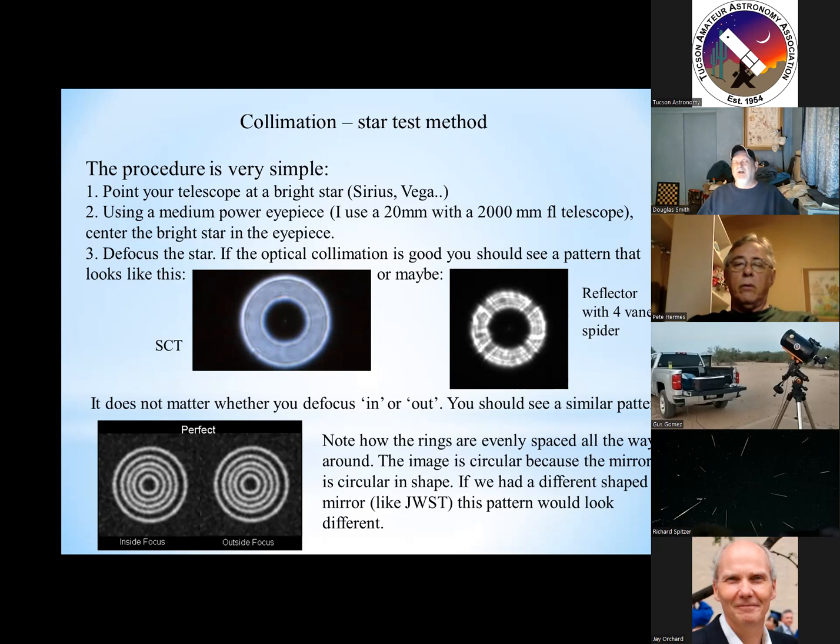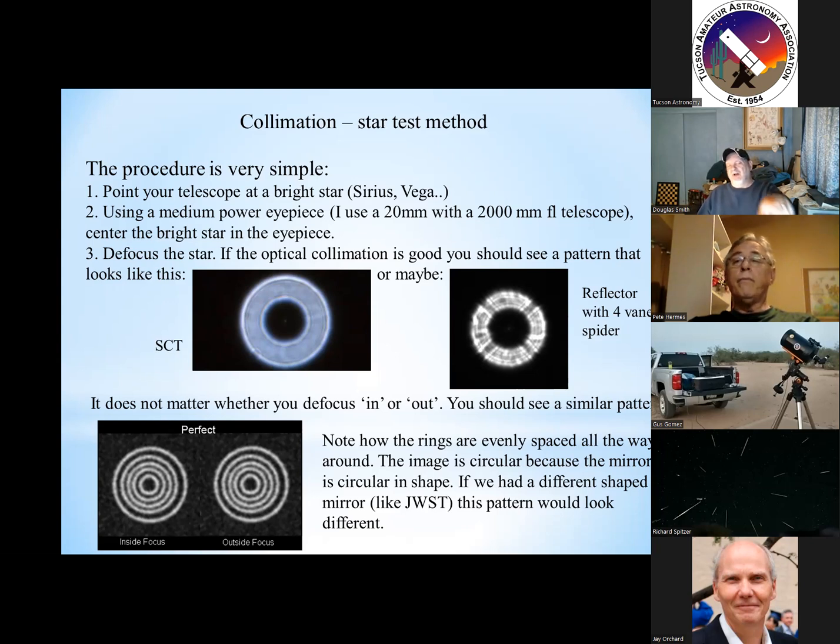And you'll get a pattern that looks like that pattern on the left or the one on the right, where you see the rings and you'll see the shadow of your secondary mirror in the middle. If you've got a Schmidt-Cassegrain or a regular Cassegrain reflector, there's no spider veins, so you'll just see the round secondary shadow in the middle. If you've got a Newtonian telescope with spider veins, you'll see the shadow of the spider veins, like in that image on the right. It is a 4-vein spider, for example.